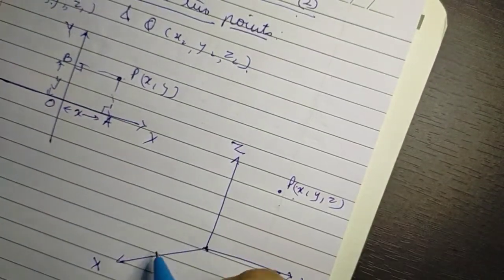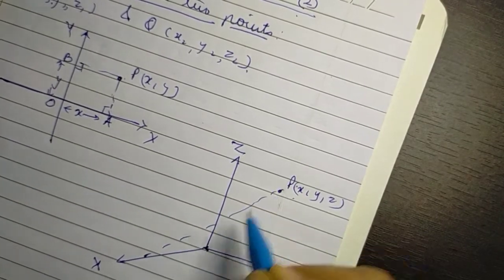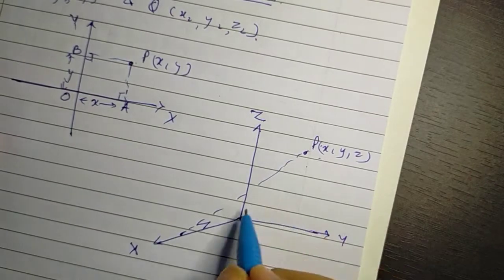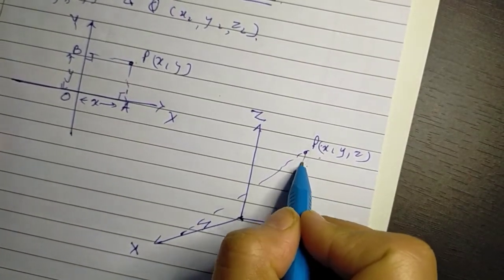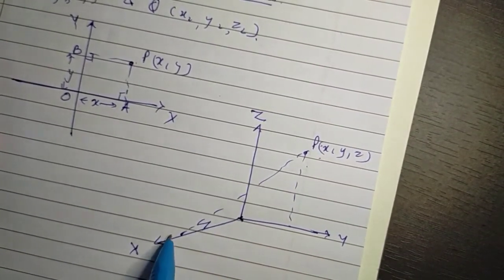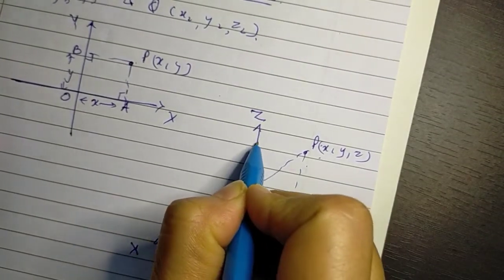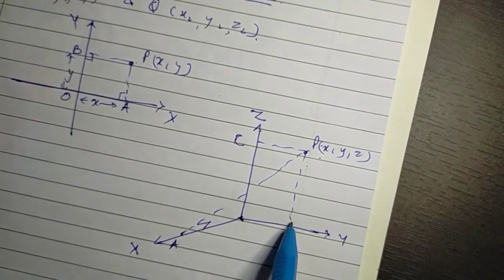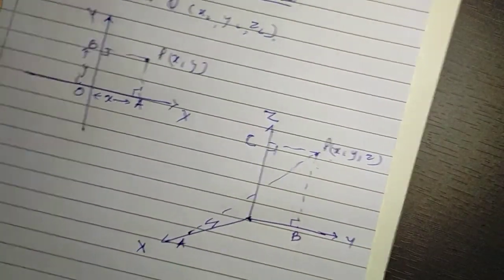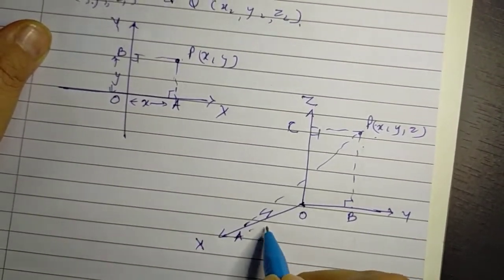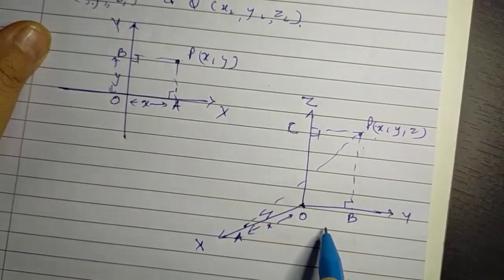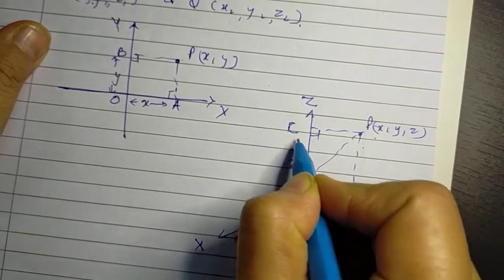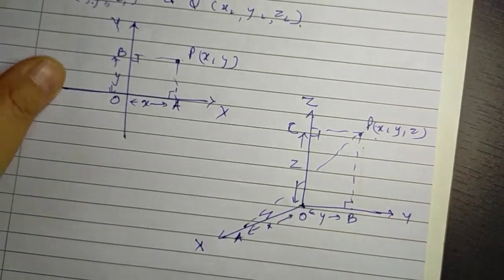We drop perpendiculars from this point onto the three axes. Let the points in which the perpendicular meets the three axes be A, B, and C respectively. Then the intercept along the x-axis is the x coordinate, along the y-axis is the y coordinate, and along the z-axis is the z coordinate.